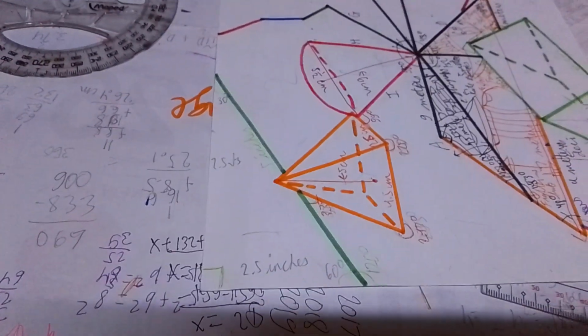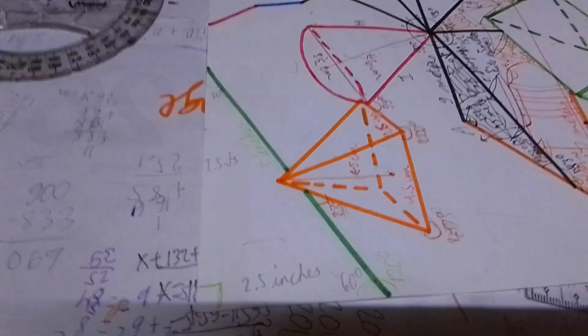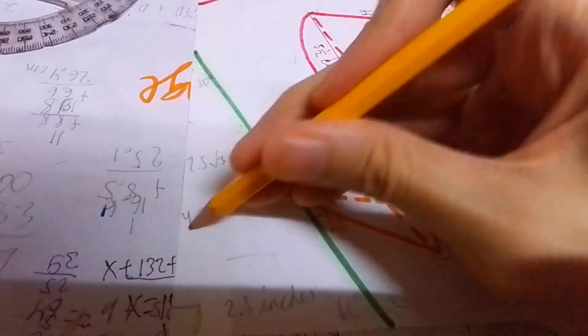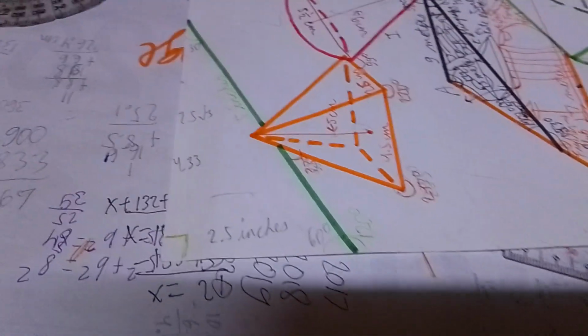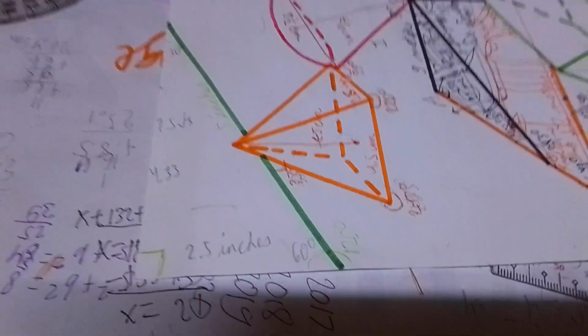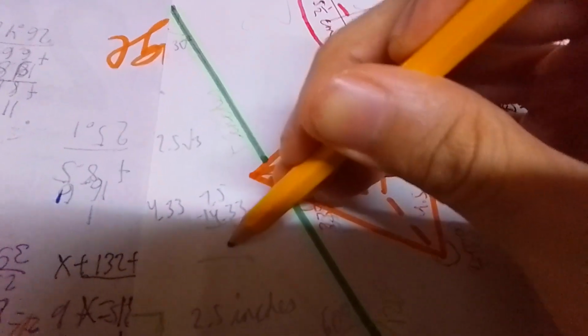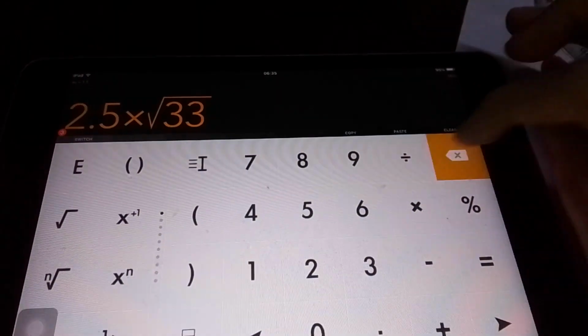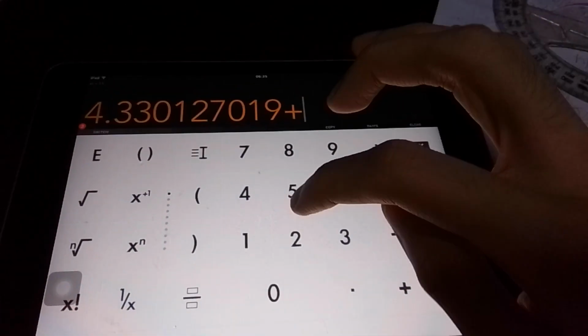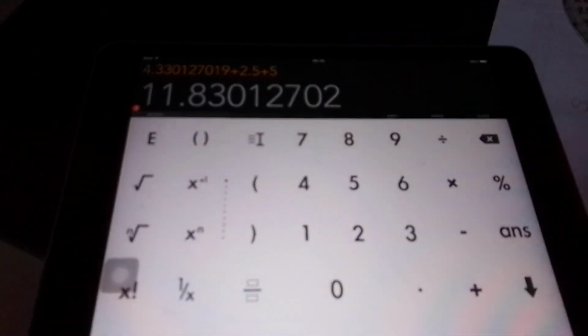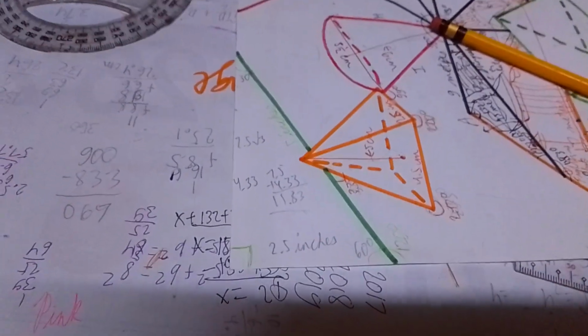Now, let's solve for the perimeter. Perimeter is very easy. You know already what to do. Just add up everything. So this is 4.33. 5 plus 2.5 is 7.5. And 7.5 plus 4.33 is 11.83. If we check with the use of a calculator, we should get 11.83 something. Okay? So that's the perimeter of the figure.